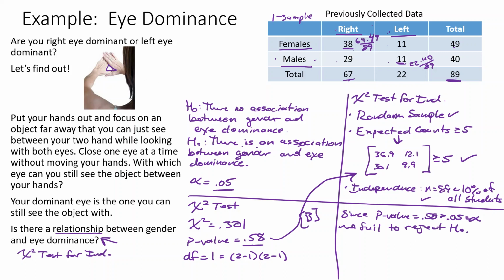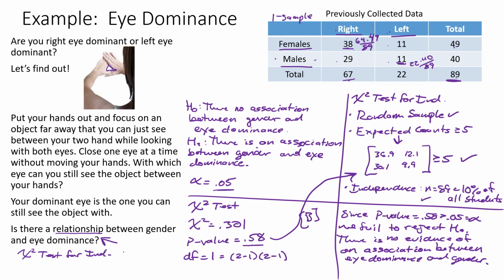So there is no evidence for an association. All right, so we have evidence for no association. So there is no evidence of an association between eye dominance and gender. All right, so there's our alternative hypothesis right there. We don't have any evidence for it because our p-value was pretty big. Or we could say no significant, I probably should say significant evidence.